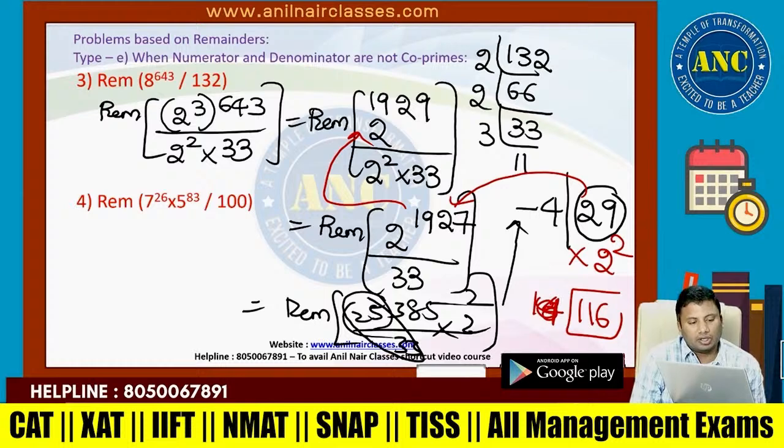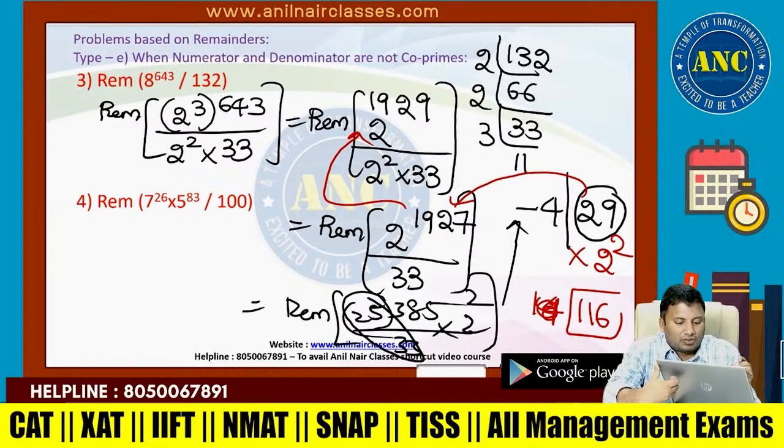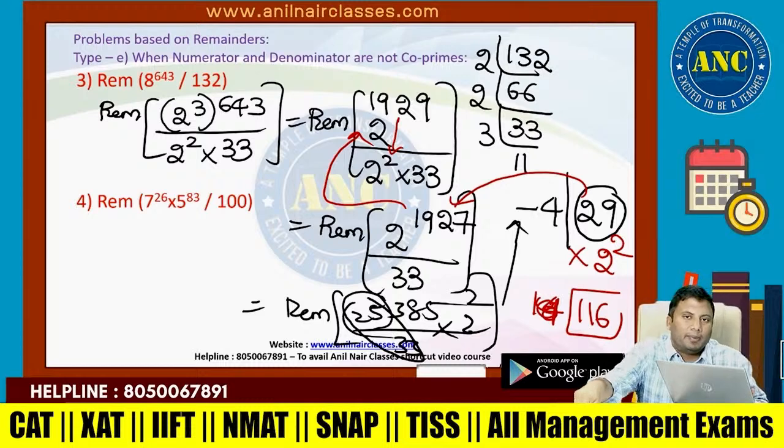8 is 2 cube power 643. 3 3s are 9. 3 4s are 12. 6 3s are 18 plus 1, 19. 2 power 1929 divided by 2 square into 33. 1929 minus 2 is 1927. 2 power 1927 divided by 33. Which power of 2, when divided by 33, will give me plus 1 or minus 1?